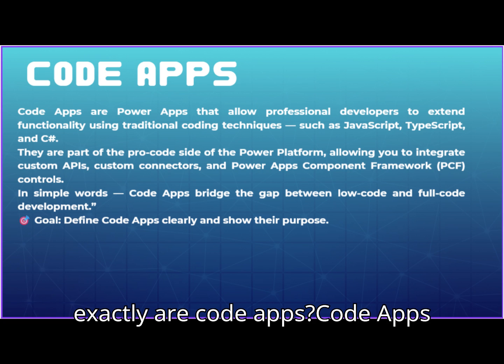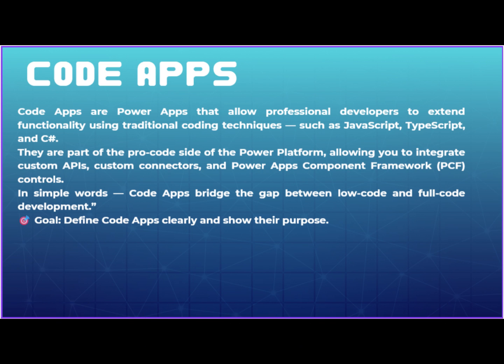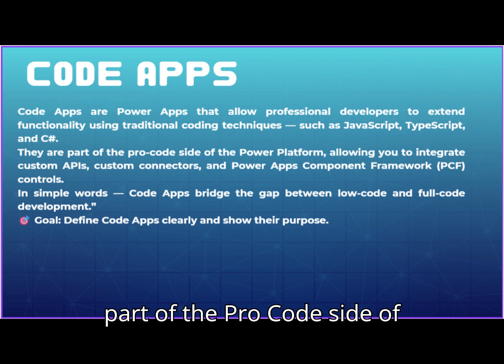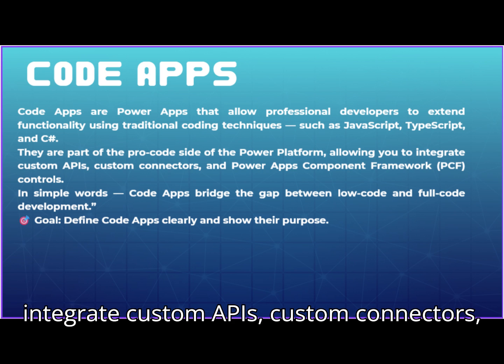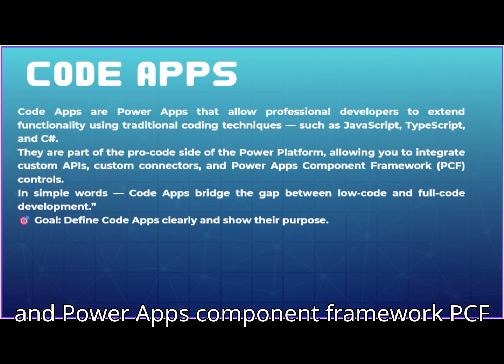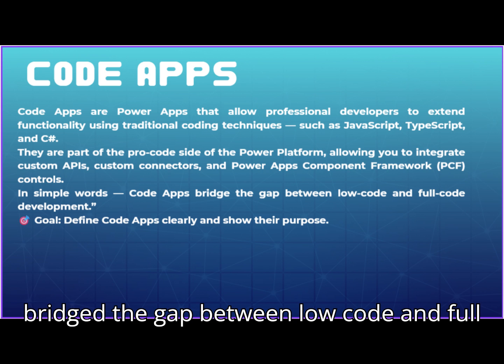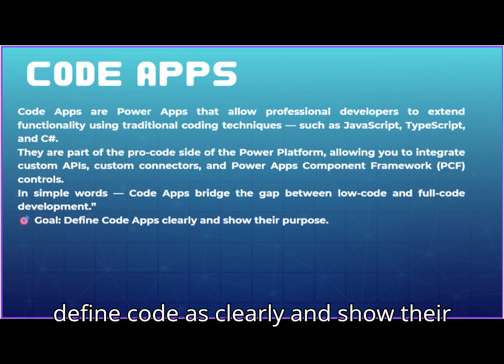So, what exactly are code apps? Code apps are Power Apps that allow professional developers to extend functionality using traditional coding techniques such as JavaScript, TypeScript, and C#. They are part of the pro-code side of the Power Platform, allowing you to integrate custom APIs, custom connectors, and Power Apps Component Framework (PCF) controls. In simple words, code apps bridge the gap between low-code and full-code development. The goal is to define code apps clearly and show their purpose.